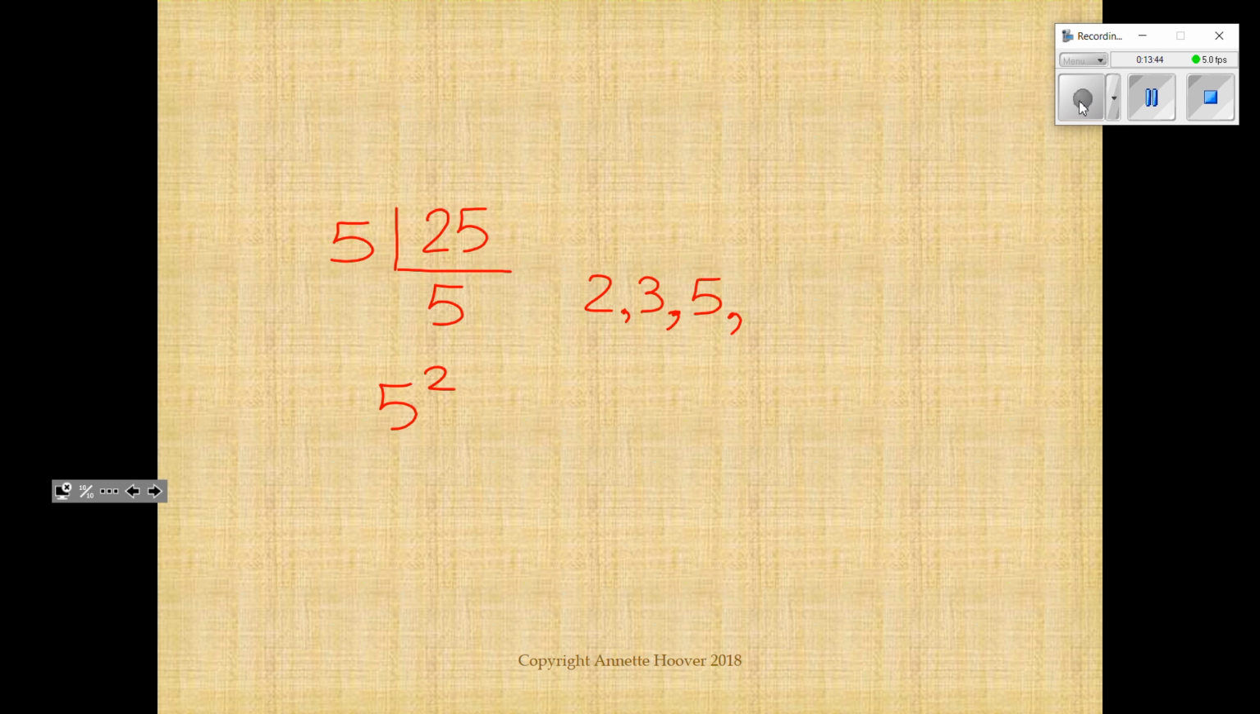So what happens when you have this list of prime numbers, if this one doesn't work, you go to the next one. If it's not divisible by 3, you go to the next one. If it's not divisible by 5, you go to the next one. And you keep going until you run across one that it is divisible by. So I hope this helps with finding the prime factorization of numbers and factoring monomials.